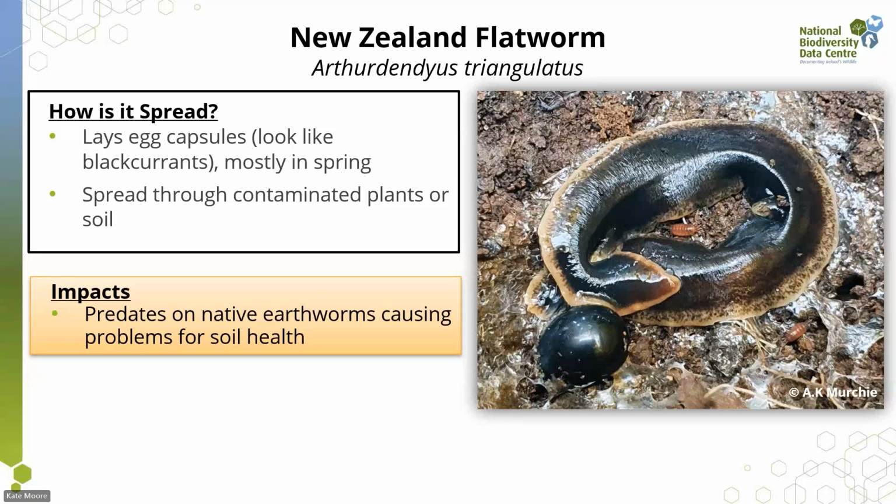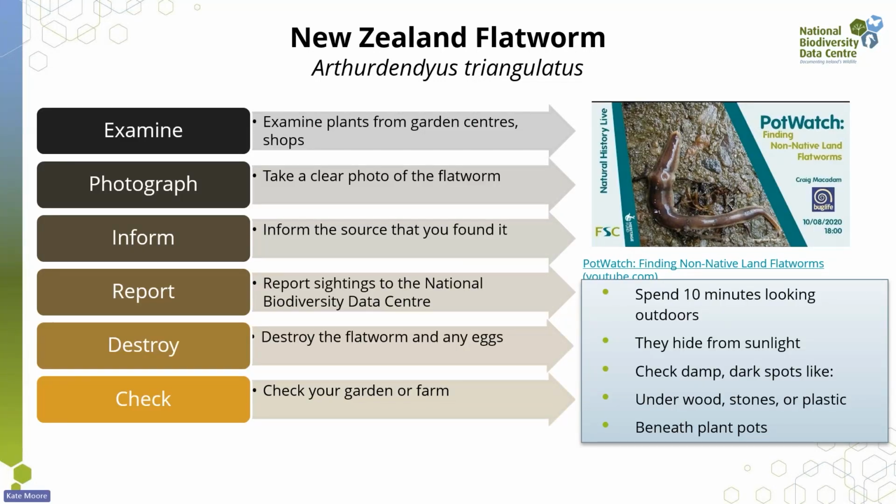So what to do if you find a New Zealand flatworm? So you should always examine any plants that you buy in from garden centres or shops. If you do find a flatworm, take a photo of it. Let the garden centre or the shop know that you've found a flatworm in the material so that they can check their other stock. And then we ask that you report your sighting to us at the National Biodiversity Data Centre. And you can destroy any flatworm or eggs that you find.